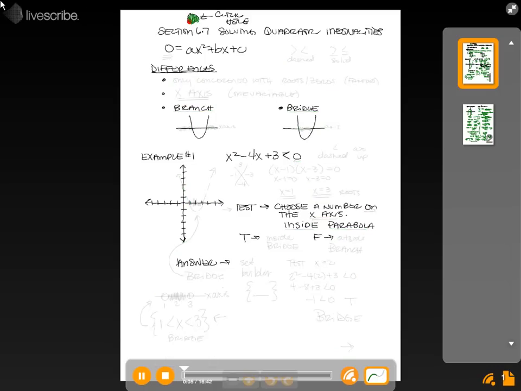Alright, these are your notes for section 6.7 on solving quadratic inequalities. Now, you've already watched the video for graphing quadratic inequalities, and the major difference in how the problems look is that graphing a quadratic inequality has a y in it. It's concerned with the parabola and shading. When we're solving a quadratic inequality, it's going to have 0 instead of y.